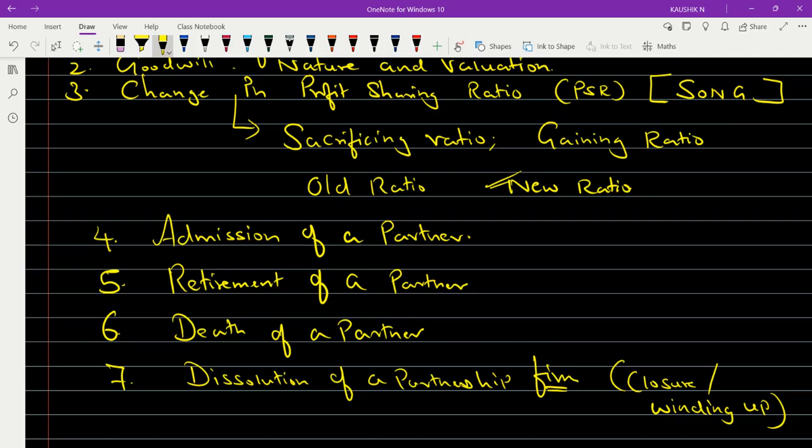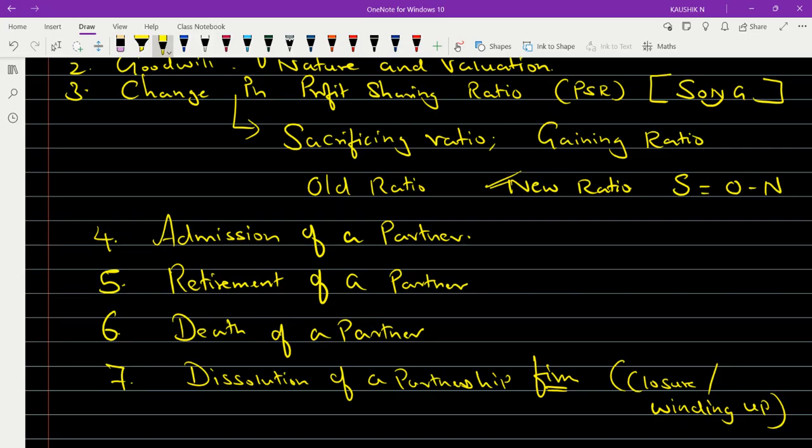So what is S? Sacrificing ratio. For the sacrificing ratio, what alphabets do you have next to S? O, N, G. So you do not consider this G. You have to consider only O and N, because we only look at sacrifice, not gain. So sacrificing ratio is equal to old ratio minus new ratio. This is a formula.